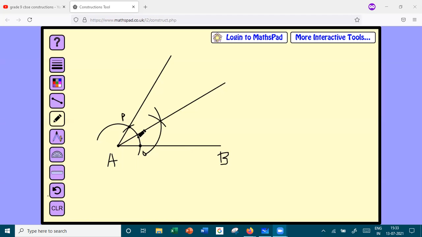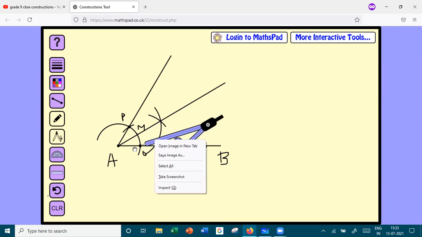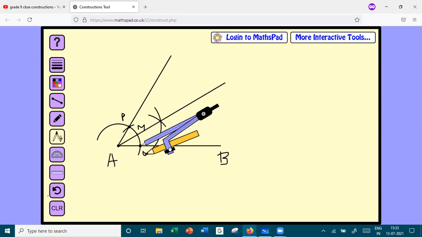We already have 2 points here. Let me label this as M, right? This time we'll take O and M. And you can use anything greater than half of OM. So we'll just keep the pointer here, the pointed end of the compass here.